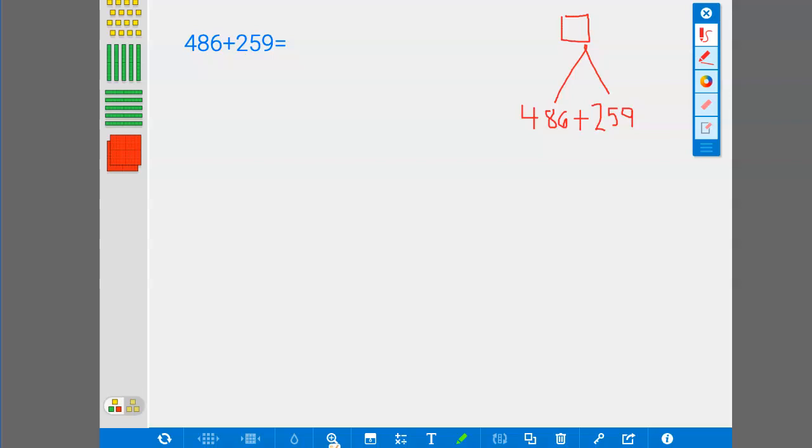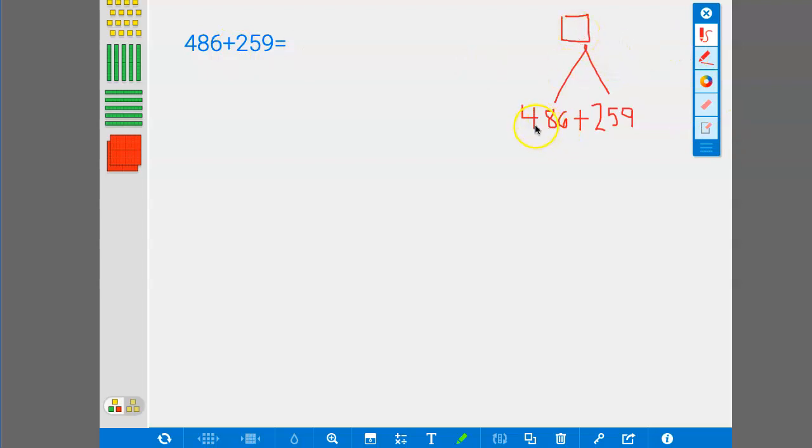Hi everyone, I'm Mrs. Morton, and today we are going to add three-digit numbers with regrouping. So our equation is 486 plus 259. I put it in a Math Mountain format just so we know what we're looking for. We are putting two numbers together with a plus sign, which means we're looking for the total.